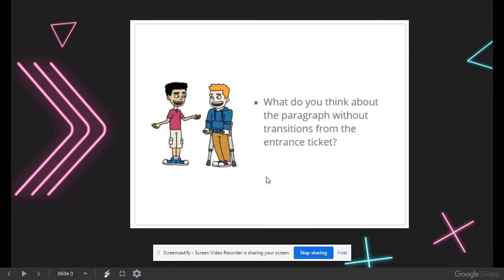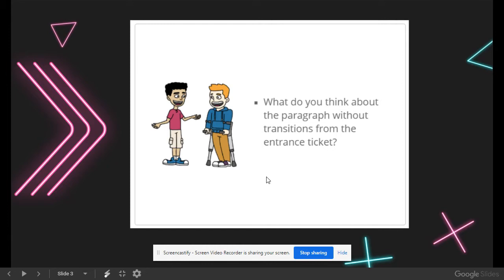So if we think back to our entrance ticket this morning, when you read those sentences without the transition words, it sounded very choppy. The sentences did not seem to connect with each other. So as writers, you need to have those transitional words to help your ideas flow more smoothly. You're showing that connection from one sentence to the next.